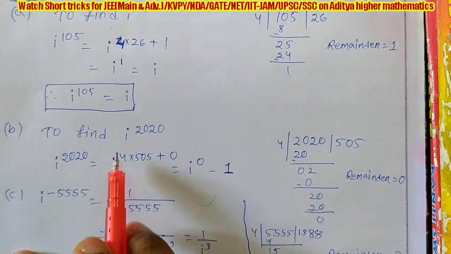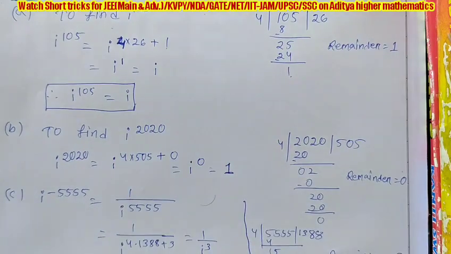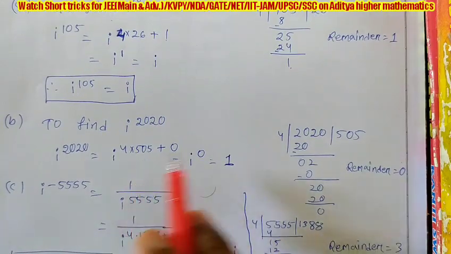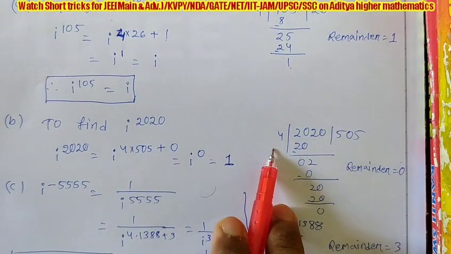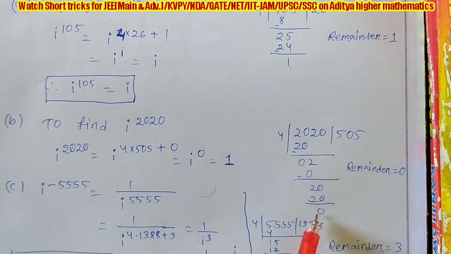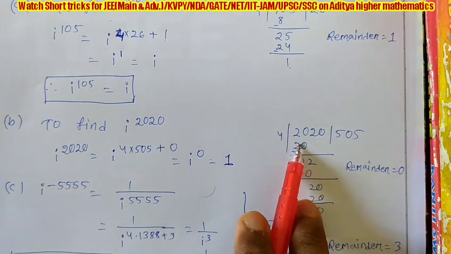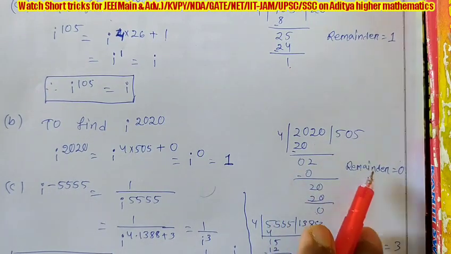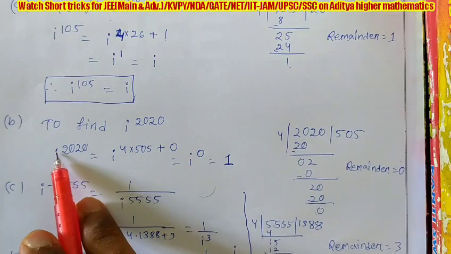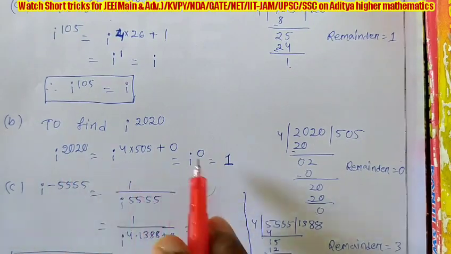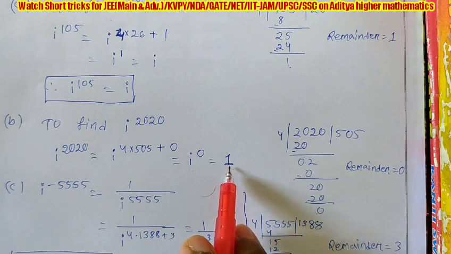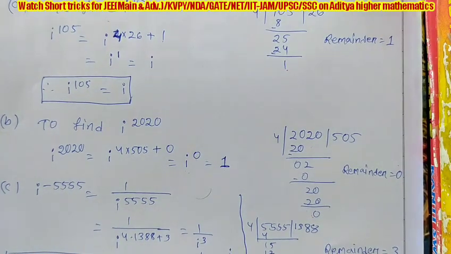Now we will solve the second question, i to the power 2020. Here also you divide 2020 by 4. Then you will get remainder 0, since this number is divisible by 4, and the quotient is 505. But you need only the remainder. Since the remainder is 0, i to the power that number is equal to i to the power remainder. So i to the power 0, and anything to the power 0 is 1. So its value is 1. That means within a fraction of seconds you get the answer.